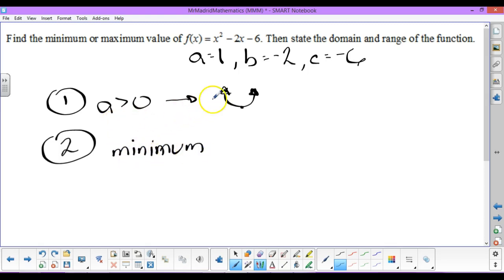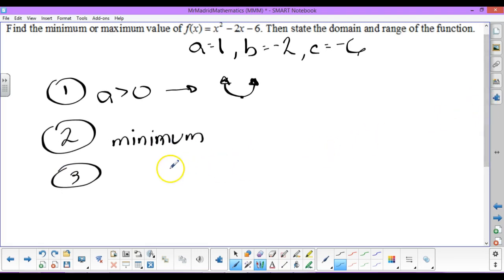Minimum. Why? Because it's facing up. There's a point at the very bottom. These arrows show it goes up forever, but down will not go forever. This is the minimum. All right. With that said, find the minimum. So what is it? Okay, 3.